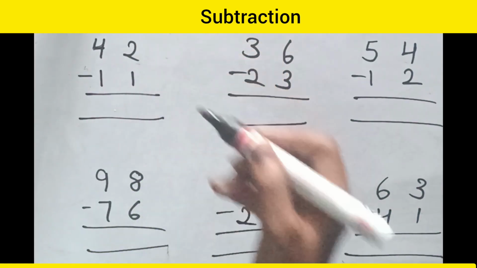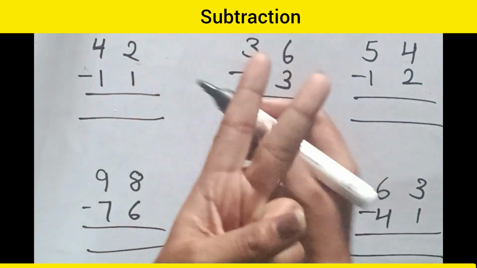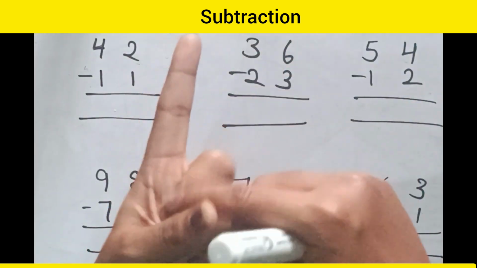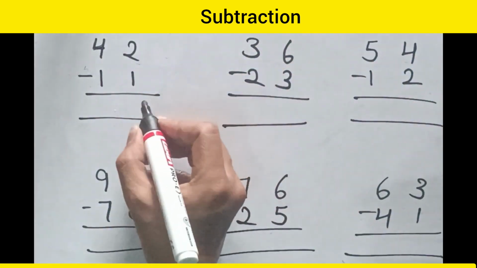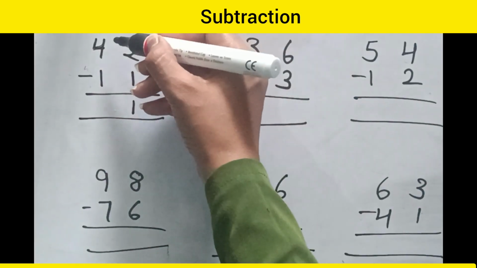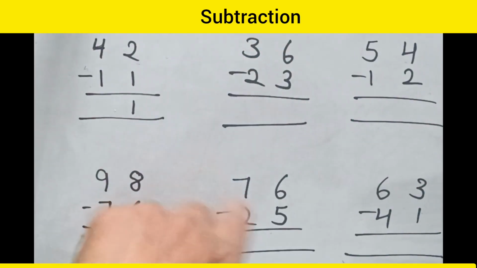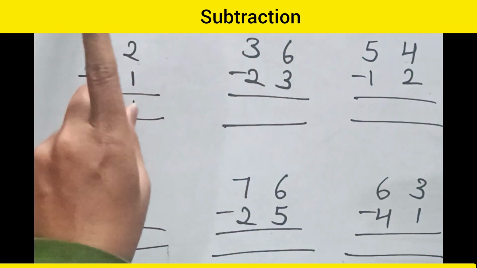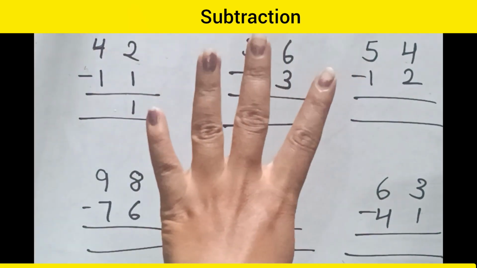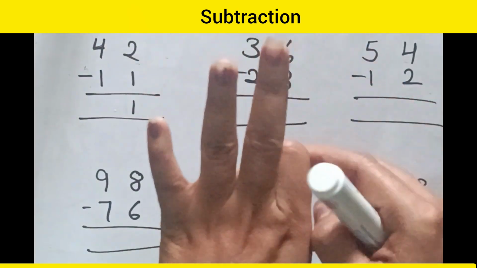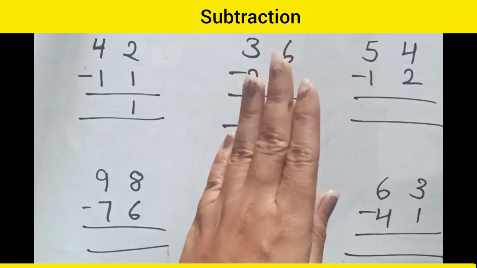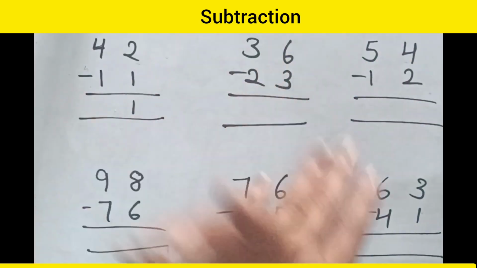So 2 minus 1. We have 2 and we have to subtract 1. So how much are we left with? 1. Here we have 4 and 1. So what to do? We have to subtract only 1. So one step back from 4. 4 subtracted by 1 gives 3. 4, one step back, 3.